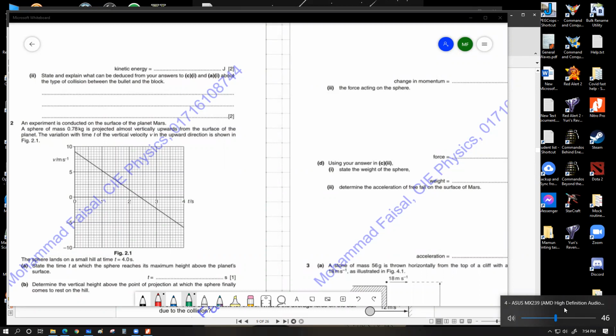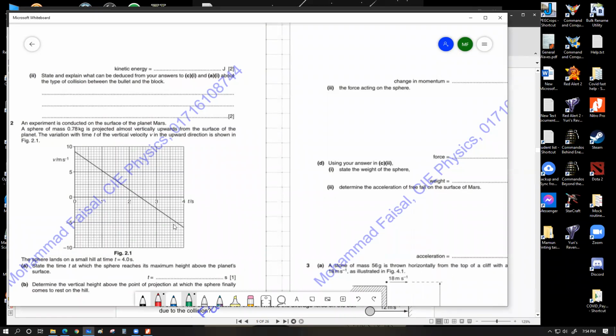Well, let me understand your question properly. As per the question, at 4.0 second, the sphere landed on a hill, and that's where it came to rest. So what you're asking me is that if the particle has to come to rest at 4.0 second, if that whole deceleration happened within an instant of time, shouldn't that deceleration have an infinite value? That's what you're asking me, right?